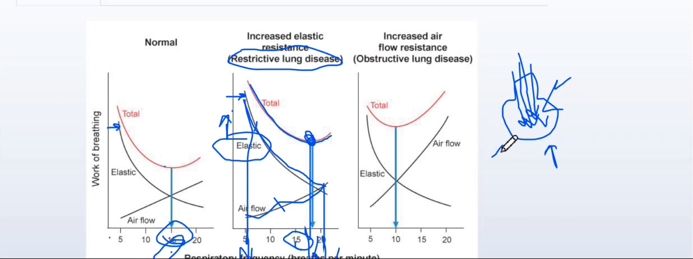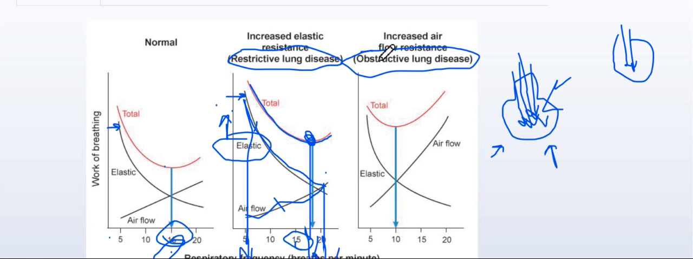But if we fill comparatively less, there is less elastic recoil. So from this we can infer that by increasing the respiratory rate and decreasing the tidal volume, that is, with shallow breaths, we are overcoming the work of breathing in the restrictive lung diseases. So next we will look at obstructive lung disease.